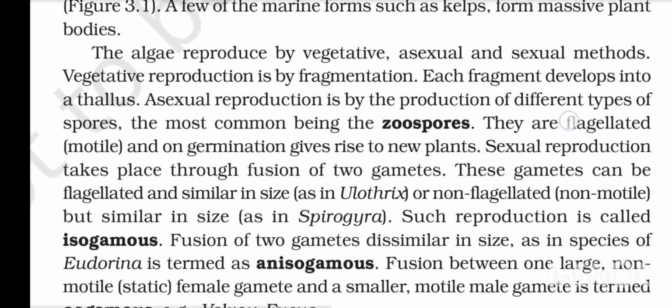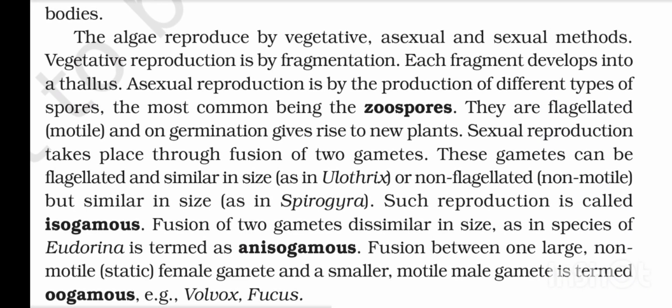The algae reproduce by vegetative, asexual and sexual methods. Vegetative reproduction is by fragmentation. Each fragment develops into a thallus. Asexual reproduction is by production of different types of spores, the most common being the zoospore. They are flagellated and on germination give rise to new plants.